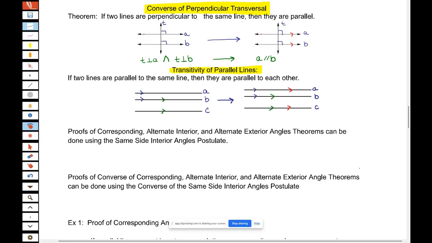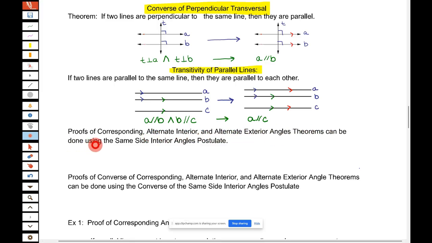But I just wanted to mark them with different colors so you could see the red one is the new set of lines that is parallel. So A parallel to B and B parallel to C implies A is parallel to C. Perfect. There we go.